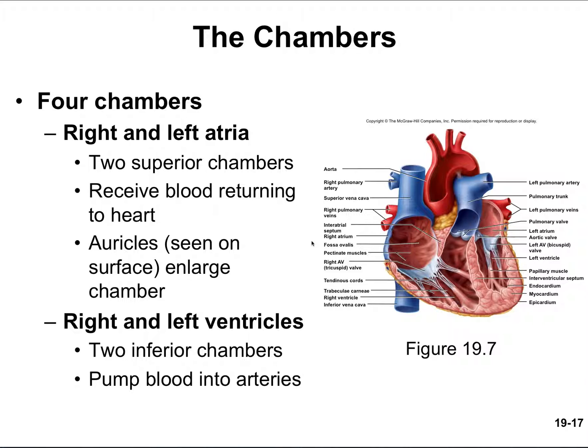There are 4 chambers to the heart: the right and the left atria, which are the 2 superior chambers at the top, and they receive the blood returning to the heart. The auricles, which are seen on the surface of the heart, enlarge the chamber. The right and left ventricles, or the bottom half of the heart, are the 2 inferior chambers, and they pump blood into arteries.